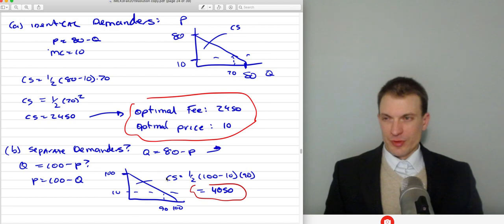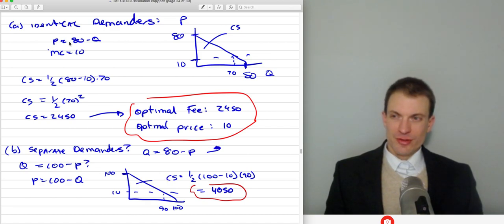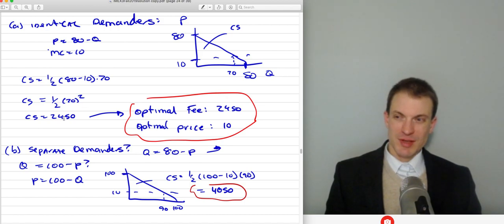All right, so when we have identical demanders, and this is my inverse demand, here's my marginal cost. We said this is 80, this is 70, this is 80, this is 70. Consumer surplus is going to be 1/2 base times height, or it's going to be 1/2 70 squared. That comes out to 24.50. So for part A, the optimal fee, 24.50, the optimal price, 10.